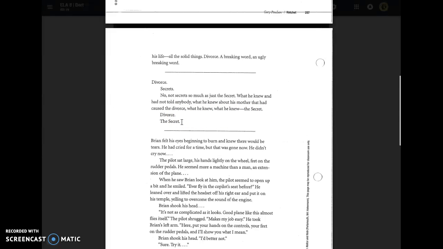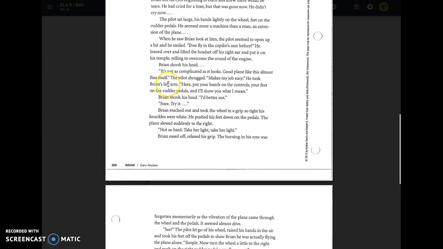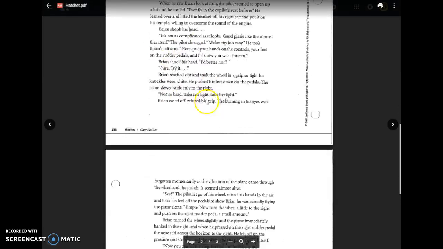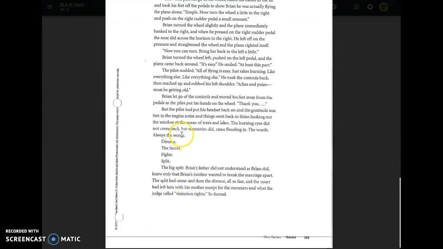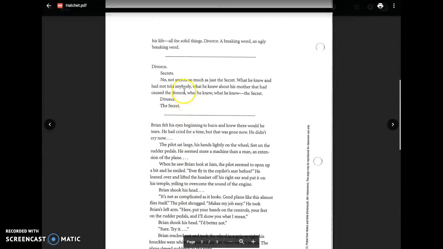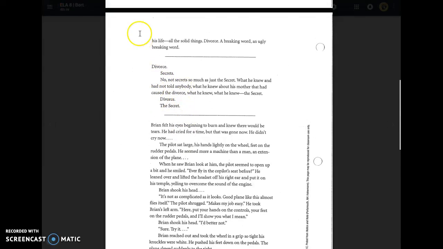Real quick, I want you to just think or jot down in your notes something about how you think the word divorce and the secret may be connected in this story. Go ahead and pause the video and do so now. Now that you've had time to think, here's what I'd like you to do. Read the remaining section, starting with Brian felt his eyes beginning to burn, all the way down to the end. You should get some answers to your questions about what the connection between divorce and secrets are, and here's what I'd like you to do.